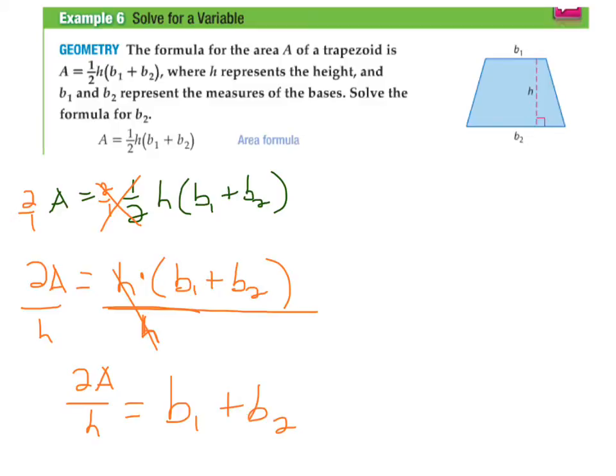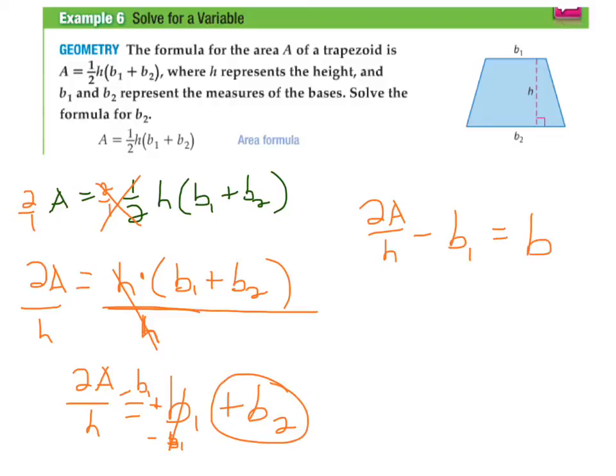So now virtually I've gotten to the point where I'm inside the parentheses, and I see that the operation that I need to undo is addition. And so what I'm going to do is subtract b1, because this is a positive value right here. This is plus b1, positive b1 plus b2. So I'm going to subtract b1 on both sides. Let me rewrite that. 2a over h minus b1 is equal to b2 all by itself.